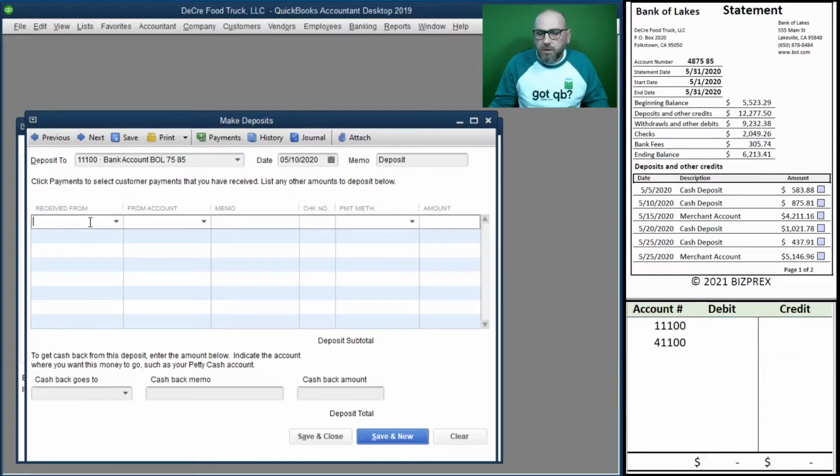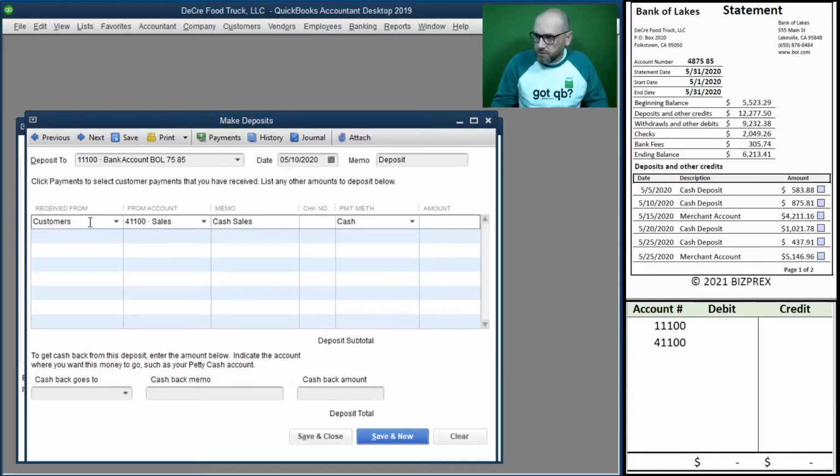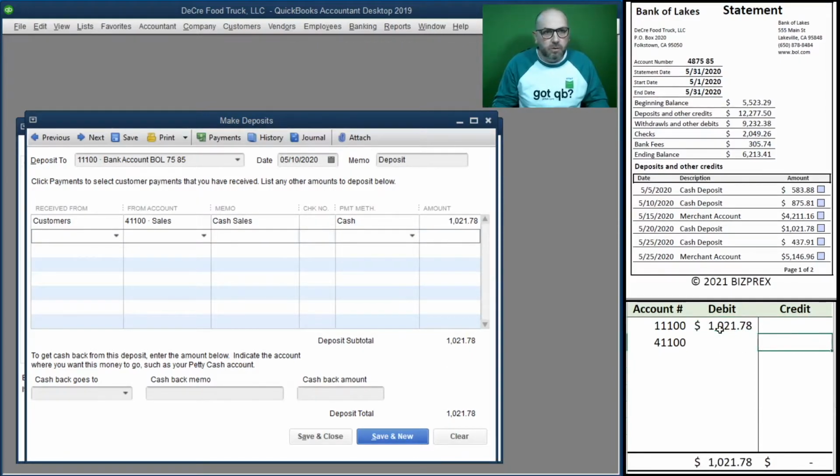All right, our next one is another cash deposit. Again, sales, cash sales. All right, cash, we're going to deposit that. So again, very similar, but for consistency, I'm going to continue booking it. So what's going on here? Our bank account goes up, debited, our sales go up, credited. Good, everything looks good.